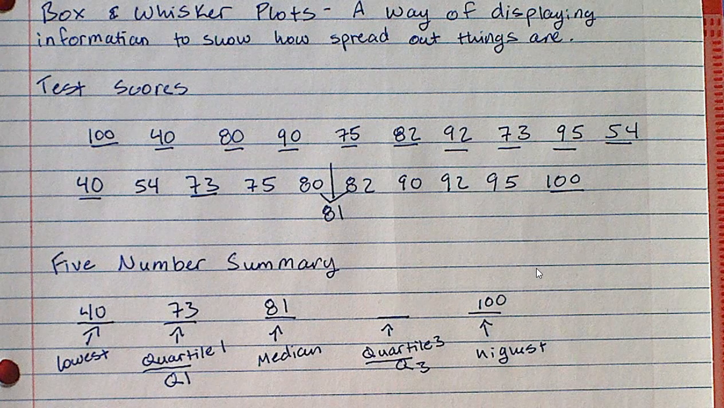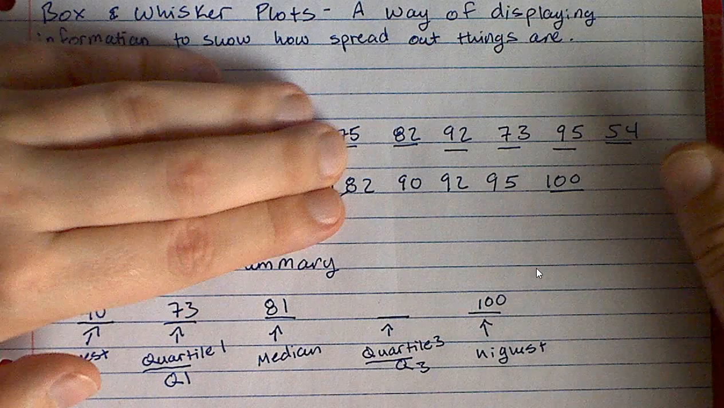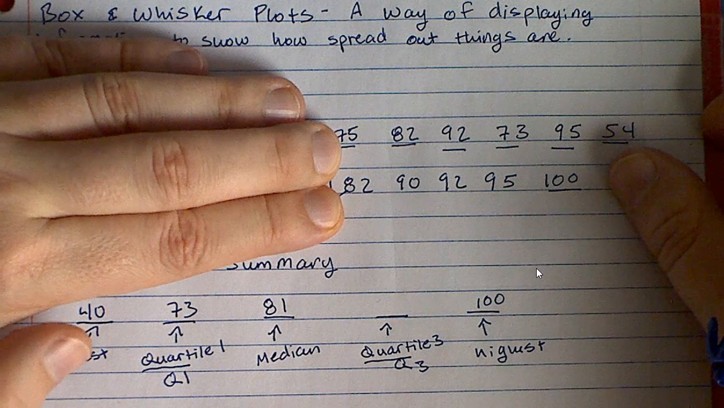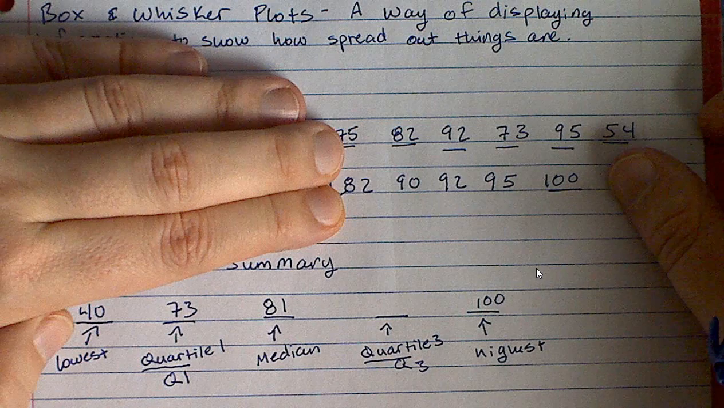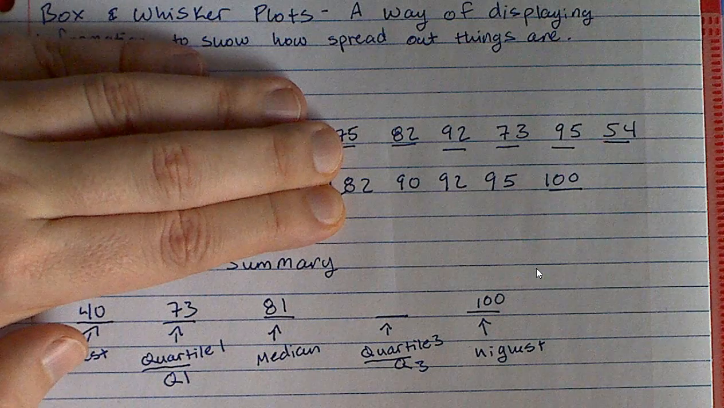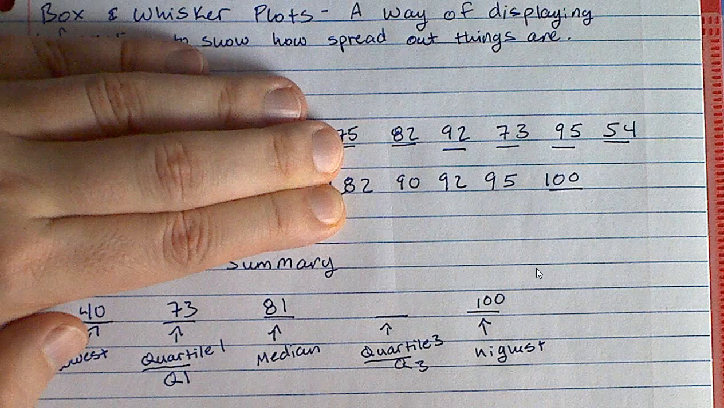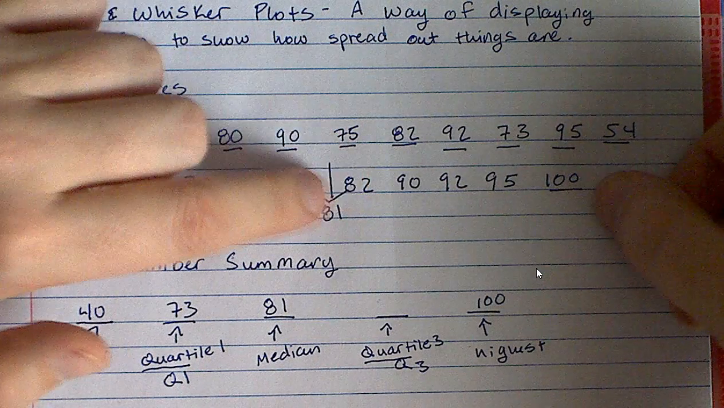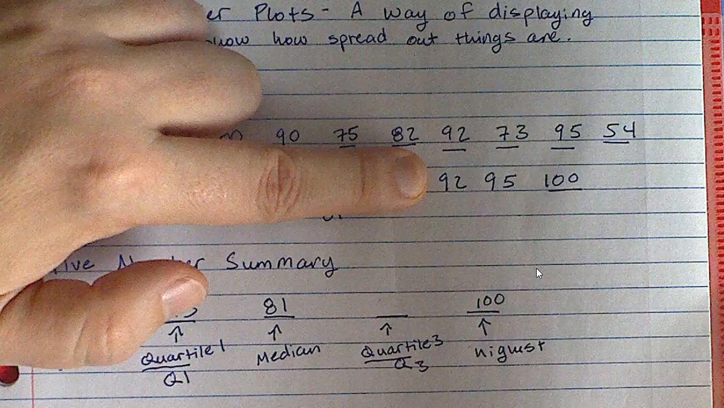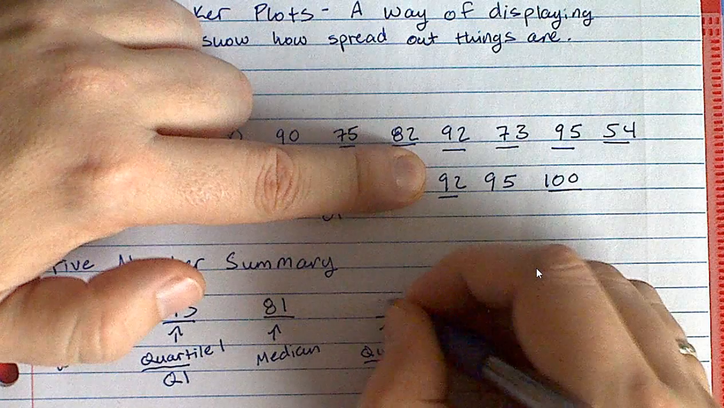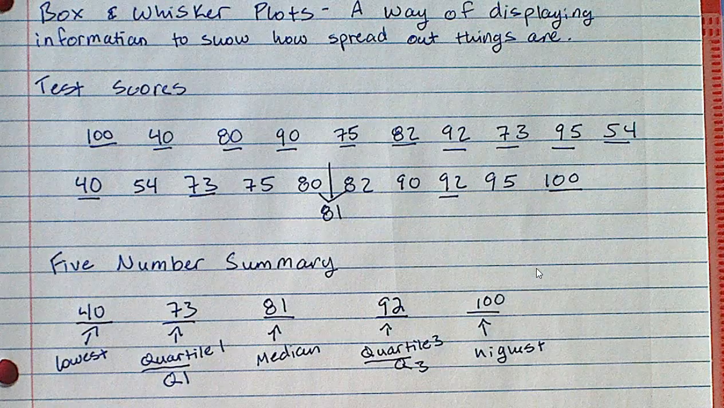Now I'm going to do the same thing for the upper half of the data. I'm going to find the middle part of the upper half. And whatever I find there is going to be 3/4 of the data and the third quartile. So to do that, I'm going to knock off 82 and 100, 90 and 95. And so 92 is quartile 3, or 3/4 of the data up.